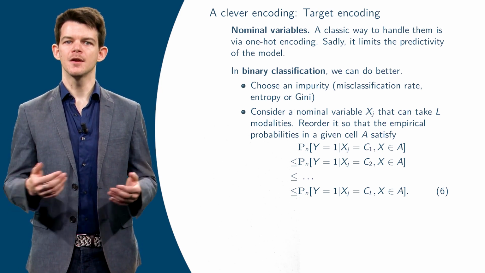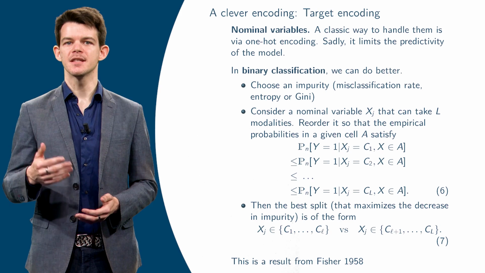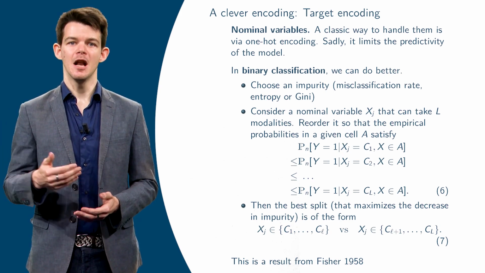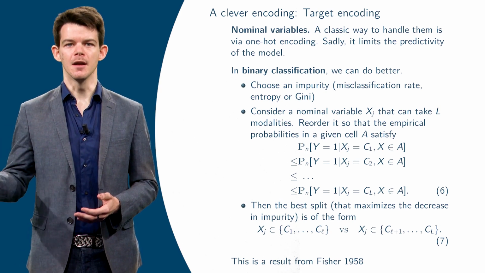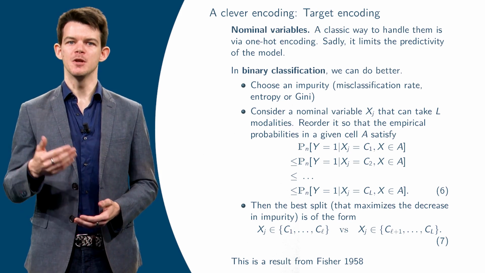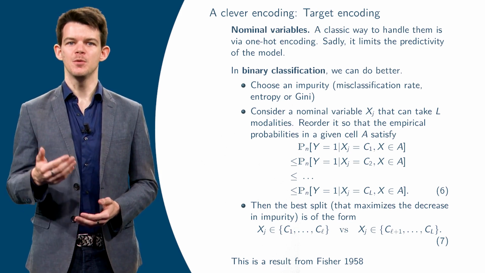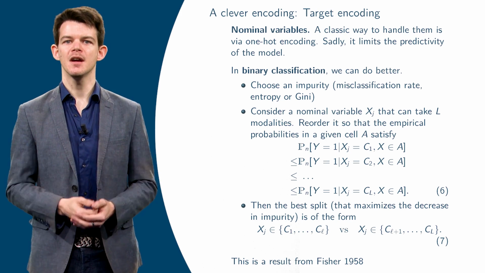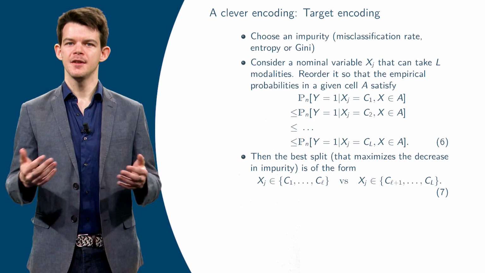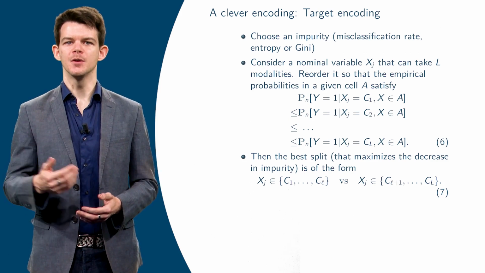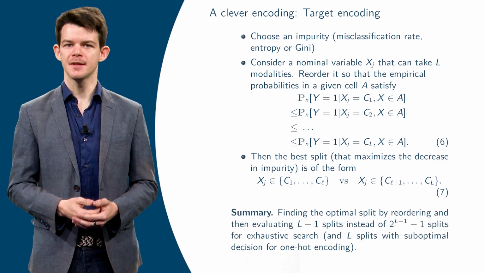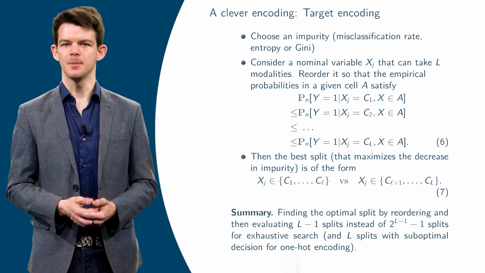We can then only consider cuts of the form xj in c1 until cl versus xj in cl+1 until cL. The set of these cuts is of size L minus 1. It can be shown that the cutoff maximizing the impurity reduction for any of the above criteria is a split of the form of equation 7. Using this trick of reordering the modalities according to the frequency of appearance of the output variable, we can therefore find the optimal split by comparing L-1 splits.